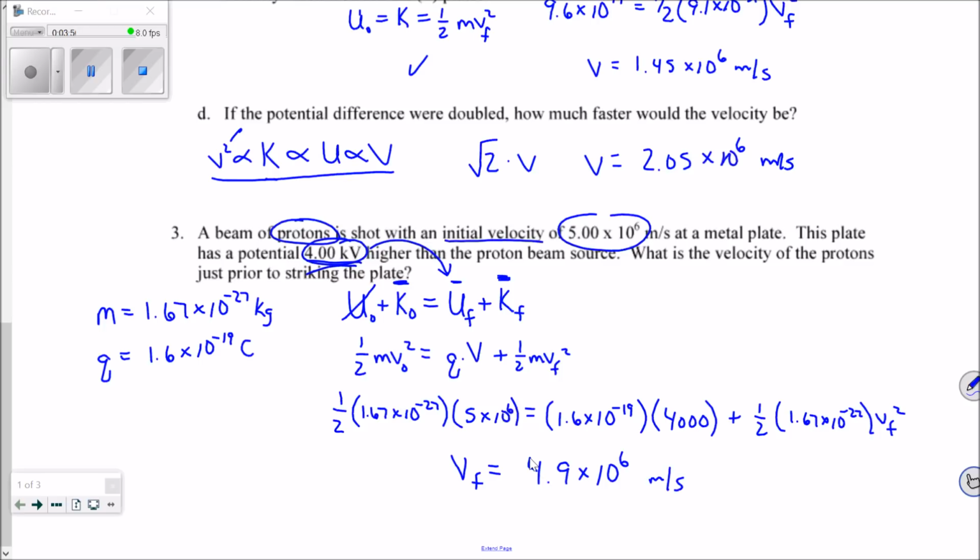I expect it to slow down. It goes from 5 down to 4.9, so I see that it is indeed going to be slowing down as it goes to a higher potential.